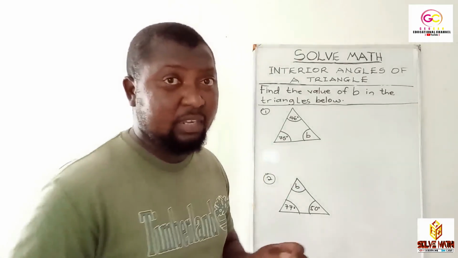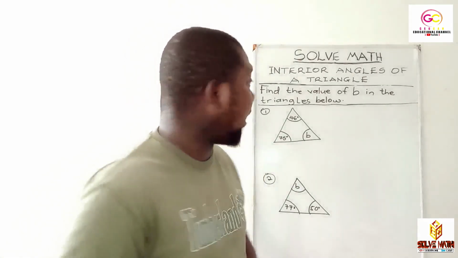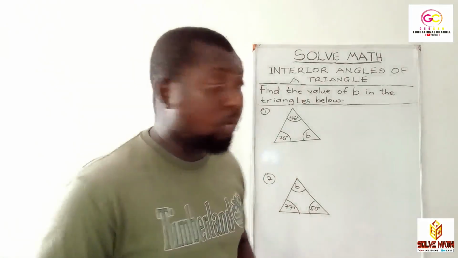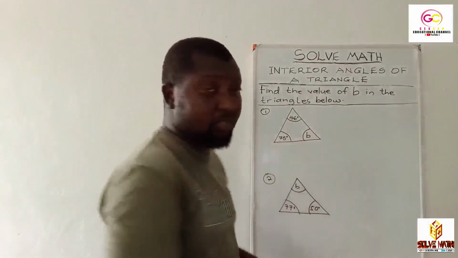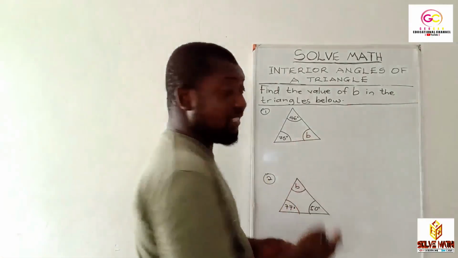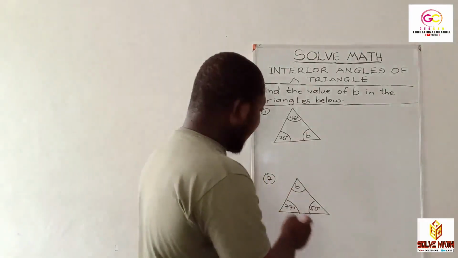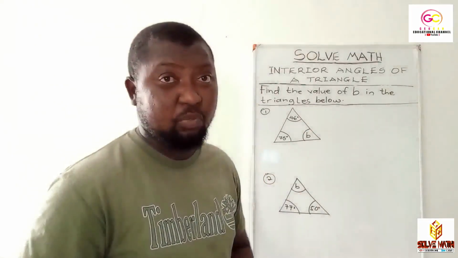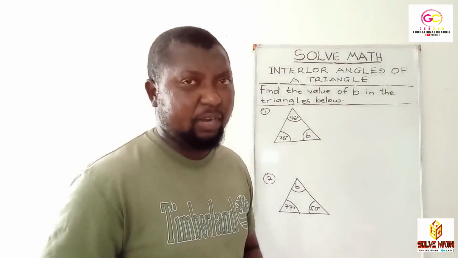So what is the question seeking or requesting from us? That we should find the value of B in the triangles below. Now, B is just an angle. Yes, B is an angle here, B is an angle here. So we are supposed to find the value.